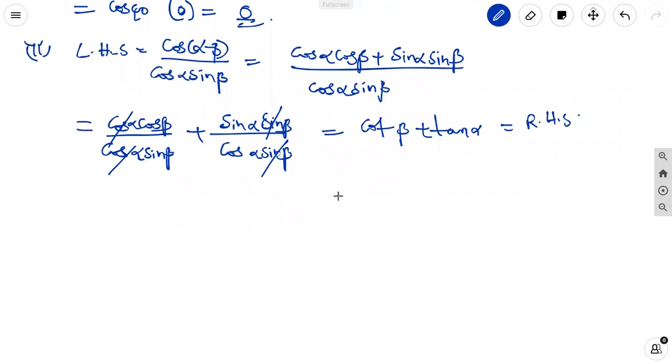Here we are using the cos of (a minus b), cos of (a plus b), sin of (a minus b), sin of (a plus b), cos C plus cos D. These are sin 2A, cos 2A. Those related formulas you should remember. Then only you can apply where it is suitable.